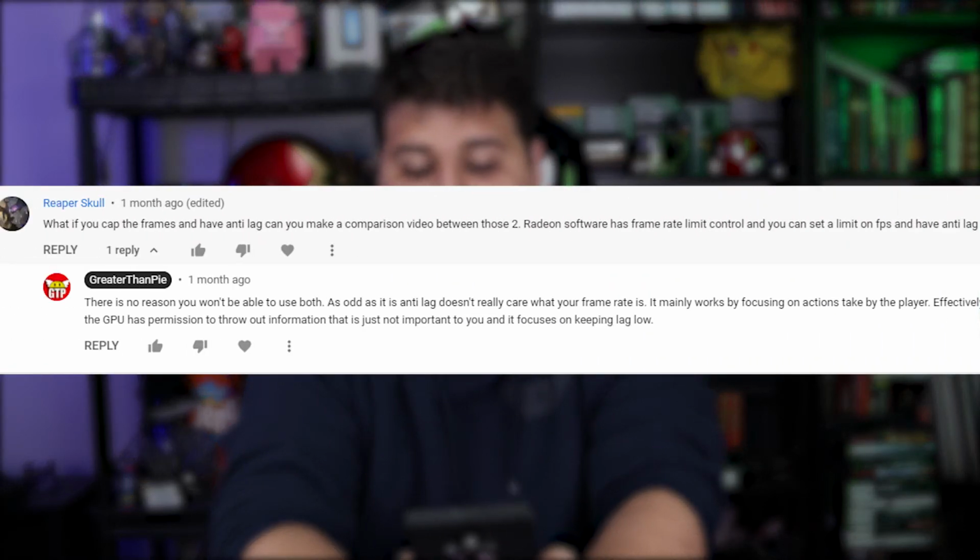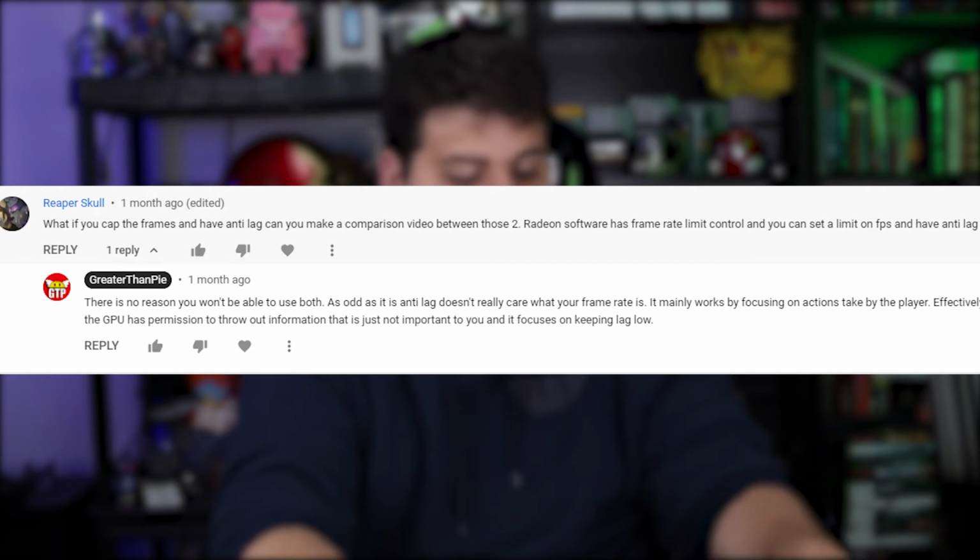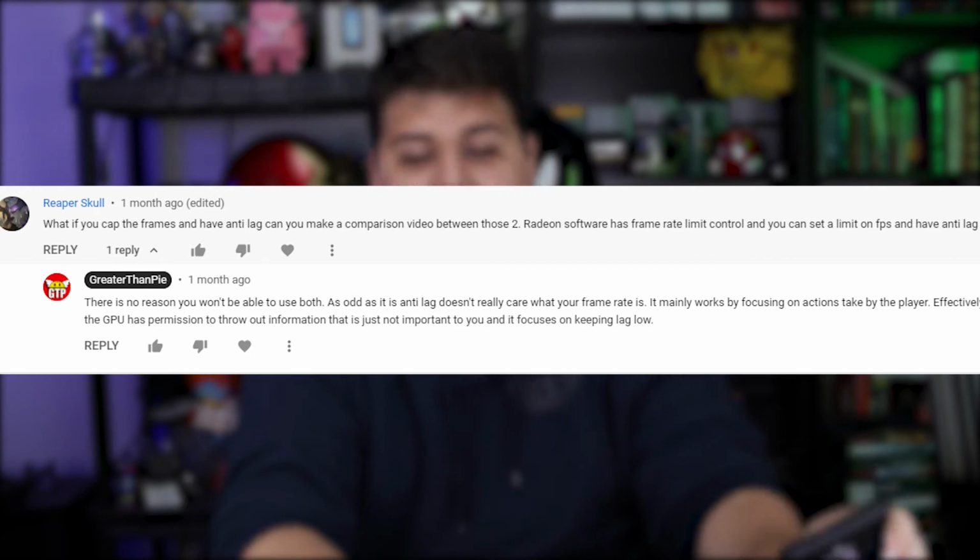Reaper Skull says, what if you cap the frame rate and have anti-lag? Can you make a comparison video between those two? Radeon software has a frame rate limit controller. You can set limits, yes. So Radeon Chill allows you to cap your frame rates pretty regularly and pretty easily. Anti-lag and Radeon Chill, though, don't really affect each other too much.